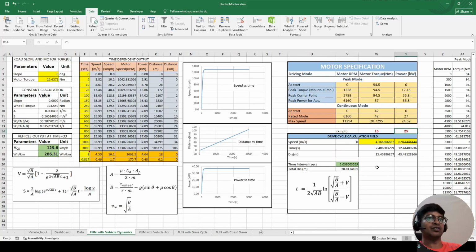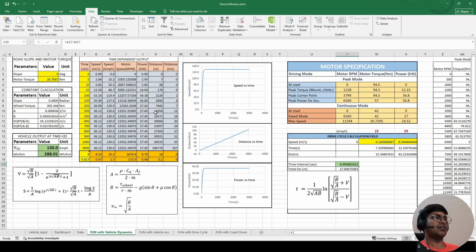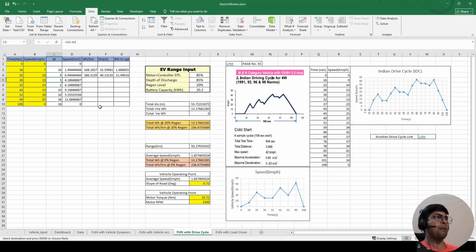So we will use our friend, which is Goal Seek, and we will put the 5 seconds by changing this torque. Yes, we got the 5 seconds, and the torque that we got is 26.78, and the corresponding watt hour per kilometer that we got is 288. So we will copy this value, we will paste it here, but instead of a positive value, I will use a negative value.